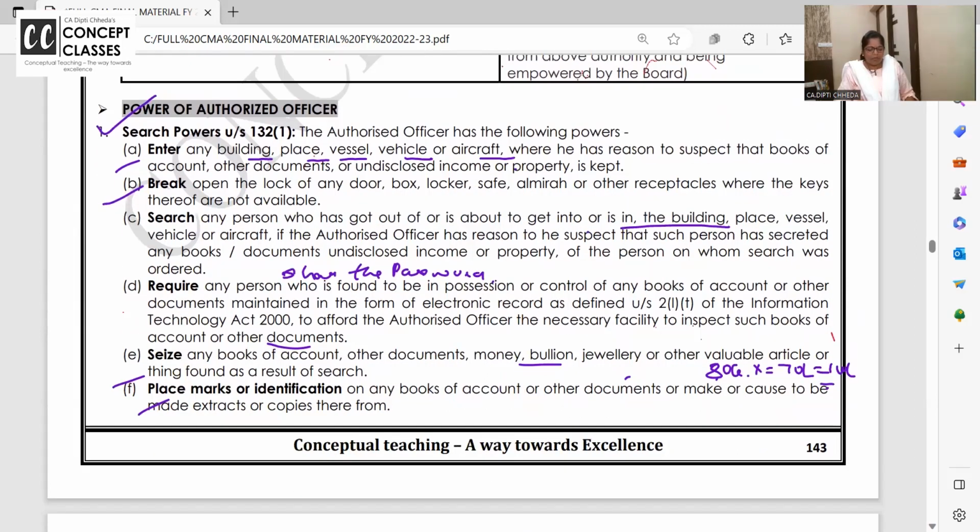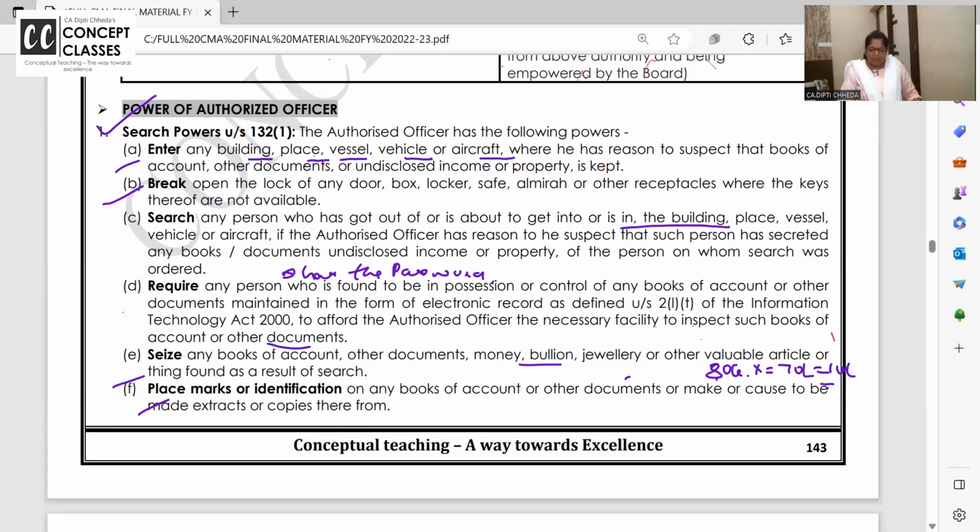Now, powers of the authorized officer. What are the powers in case of search? They can enter any place, vehicle, vessel, aircraft, building, godown, depot, anywhere. They can break open the locks if you're not giving the keys. They can search the person who's coming out of the building or is already in the building, your staff, your neighbor, your friends. While there is a search, if they are inside, they need to stay inside.